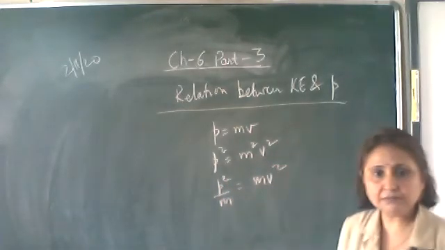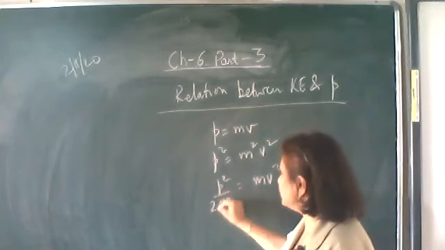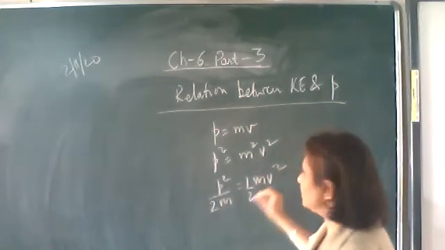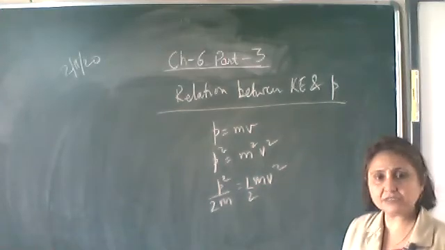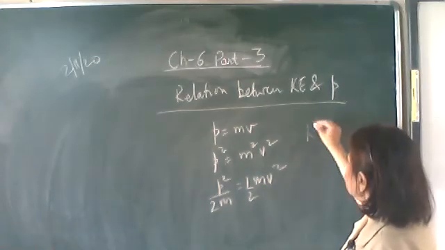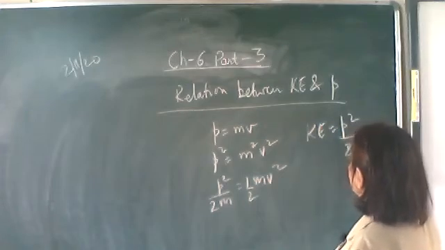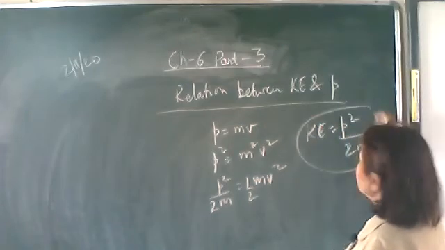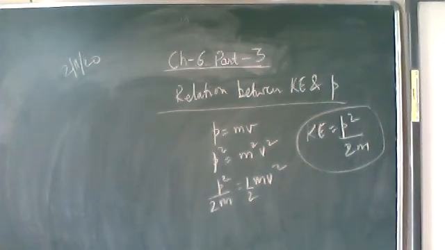Now what can be done? Multiply by half on both the sides. So P square upon 2m is equal to half mv square. What is this half mv square? This is the kinetic energy. Hence the kinetic energy is equal to P square upon 2m. So the relation between the kinetic energy and momentum is P square upon 2m.